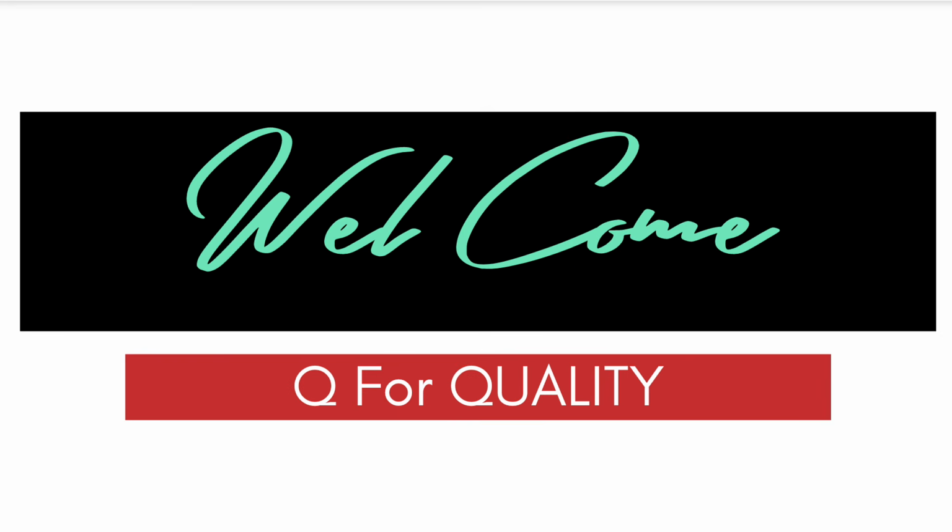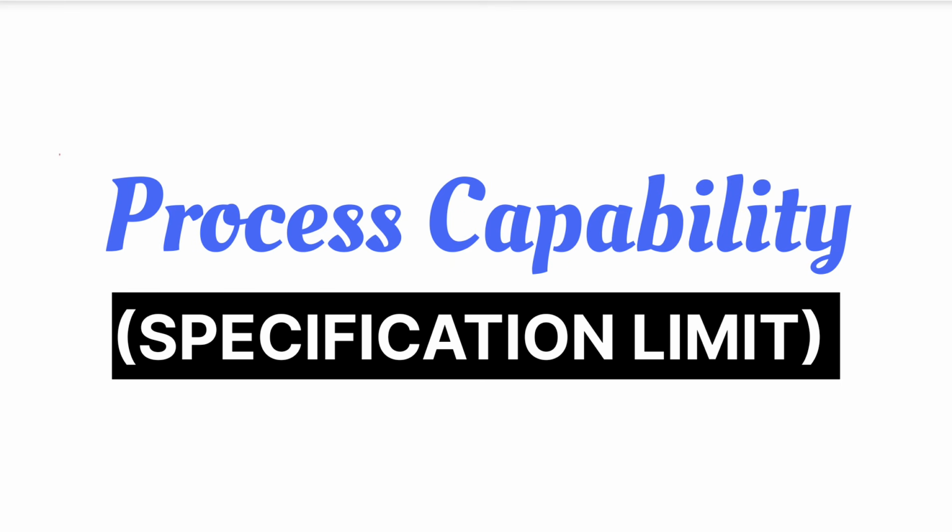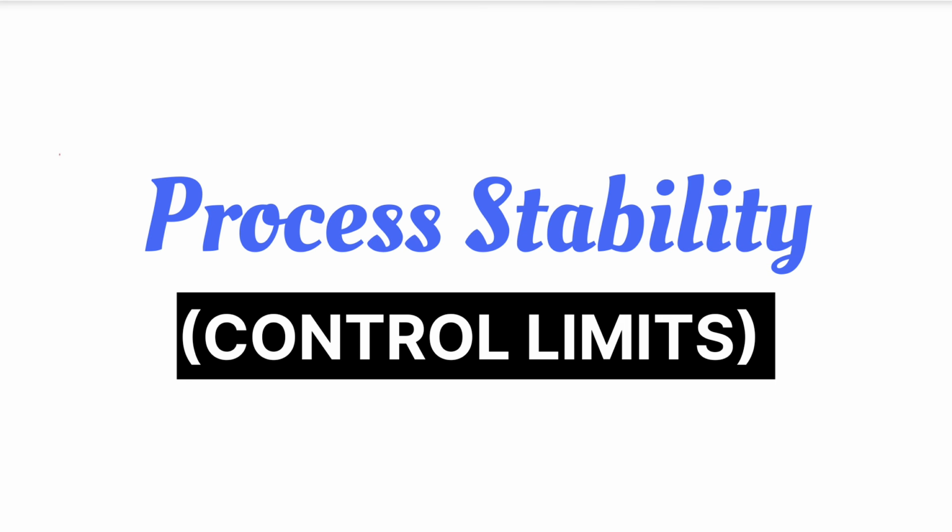Today we will understand the very important concepts of process capability and process stability. First one is process capability. The definition is: the ability of a process to meet the customer specification is called process capability. Process stability means whether the process is behaving consistently over a period of time.